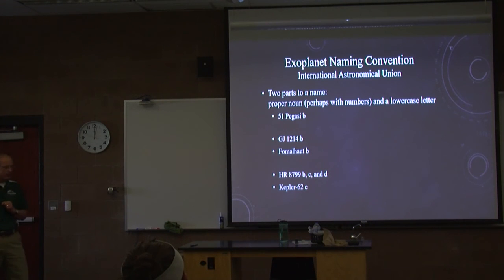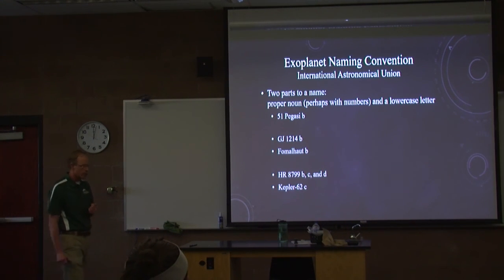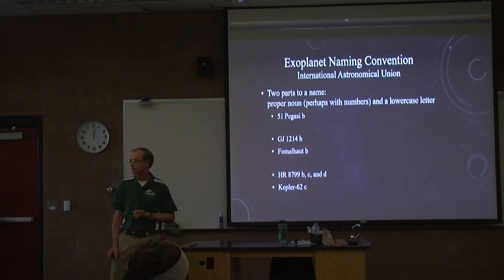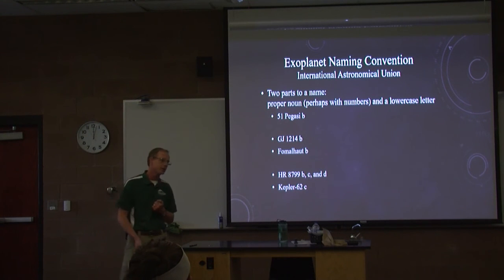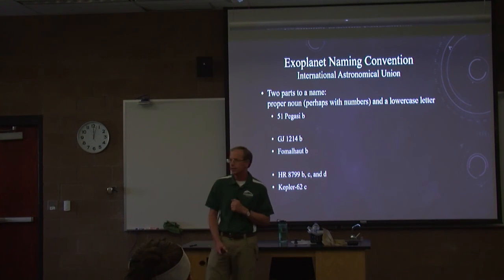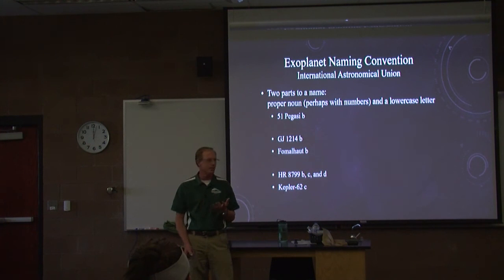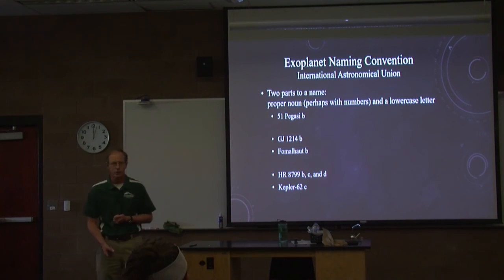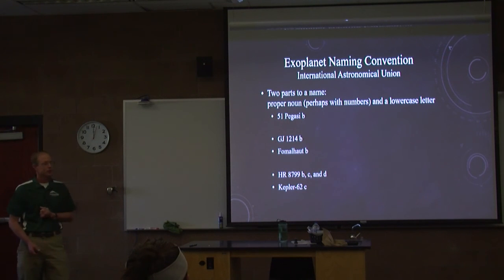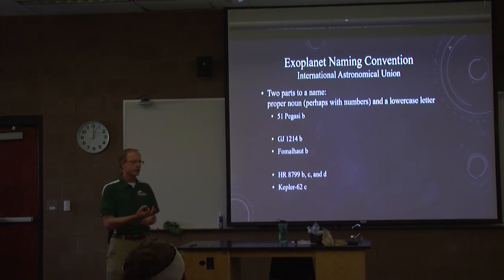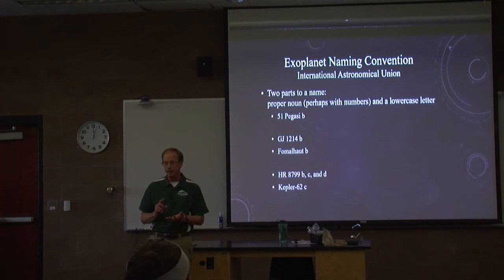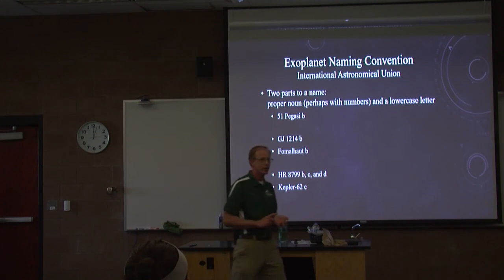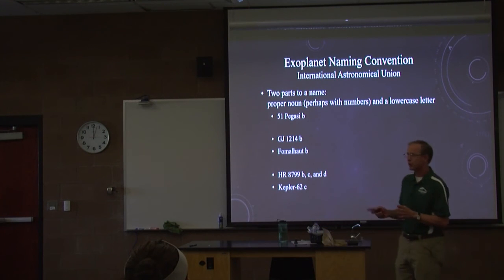So, as of last week, there are well over 3,000 exoplanets that have been discovered in the last 15 to 20 years. And anytime you end up with that many things, you probably need to come up with some sort of standard naming convention. So the International Astronomical Union, the same group that downgraded Pluto, is the group that is organizing this effort. I will say that they are very good about trying to have community involvement in this. And there are different ways to name things.